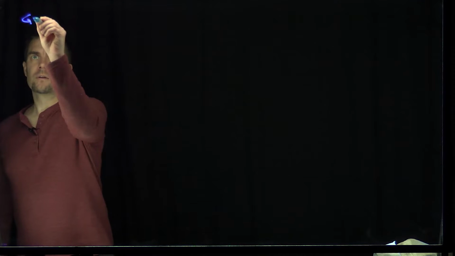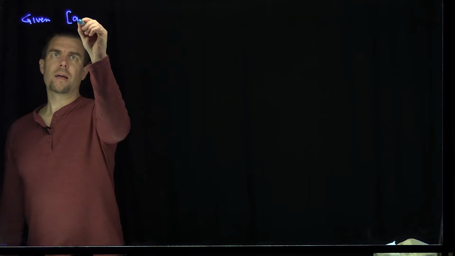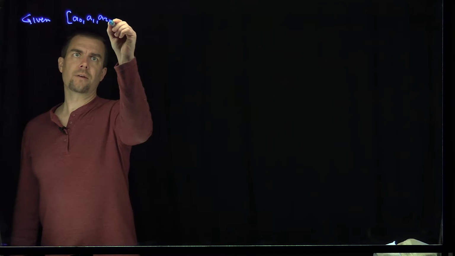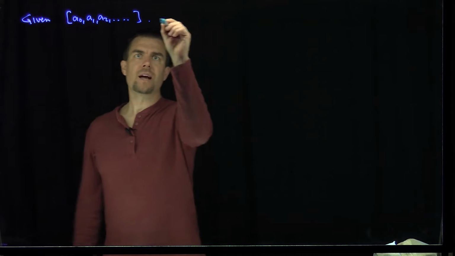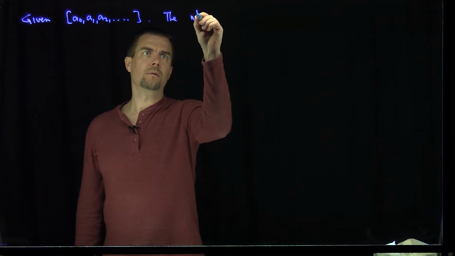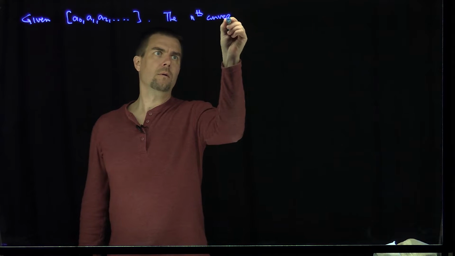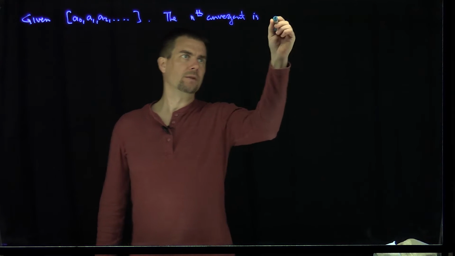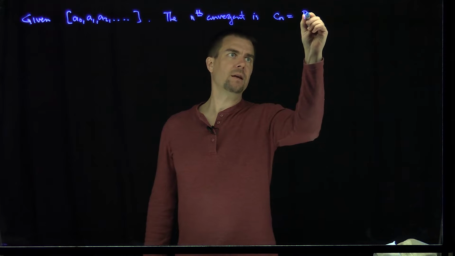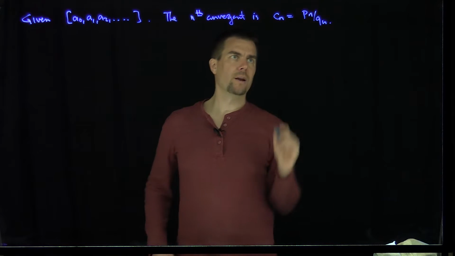Hello students, in this video we'll prove monotonicity formulas for the convergence of an infinite continued fraction. If we're given a0, a1, a2 forever, the nth convergent is c sub n, and it's Pn over Qn.